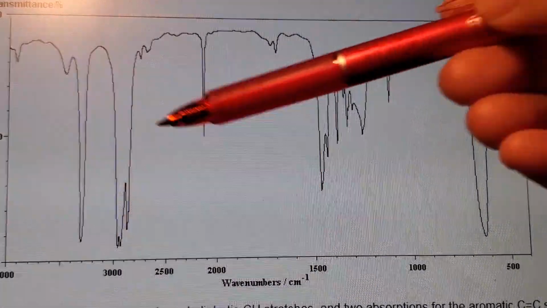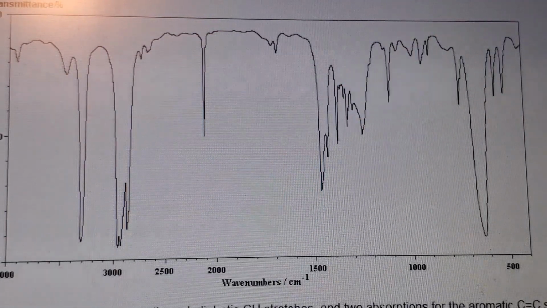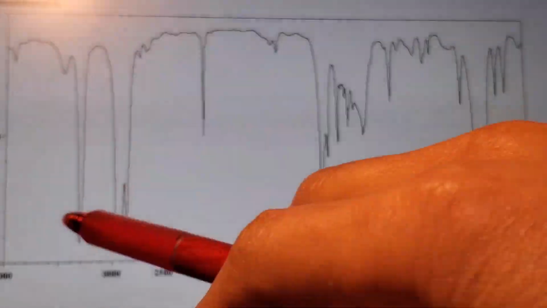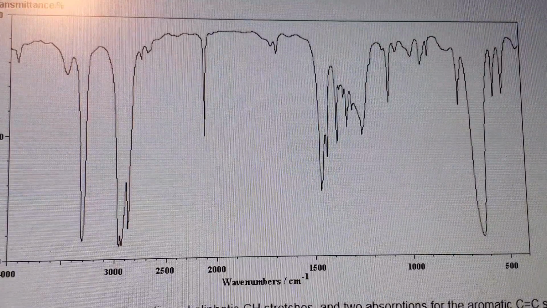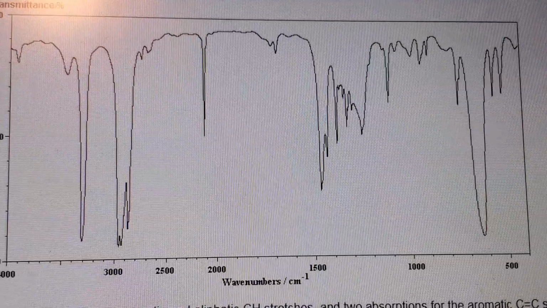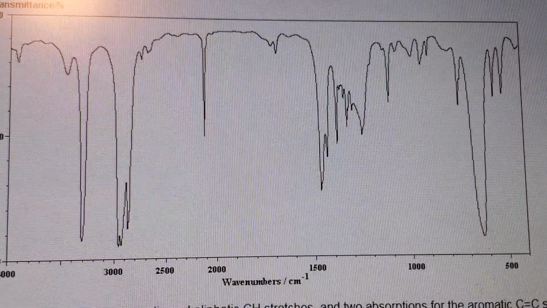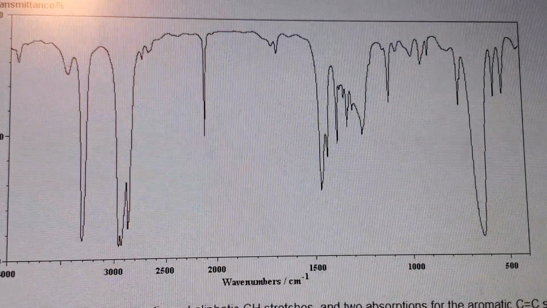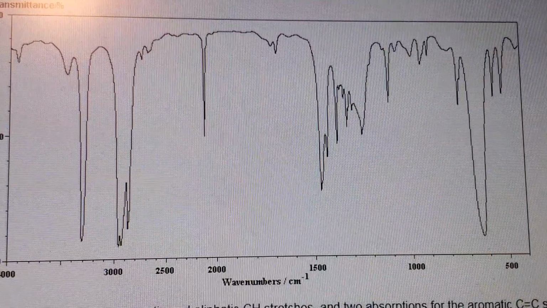You see this big peak. It's around 3,300, but I told you don't pay attention to the number. Does it look like an OH or NH? Not really, right? You know, OH and NHs are normally broad. If you want to confirm, if you have OH on a carbon chain, you're also supposed to have a CO single bond.